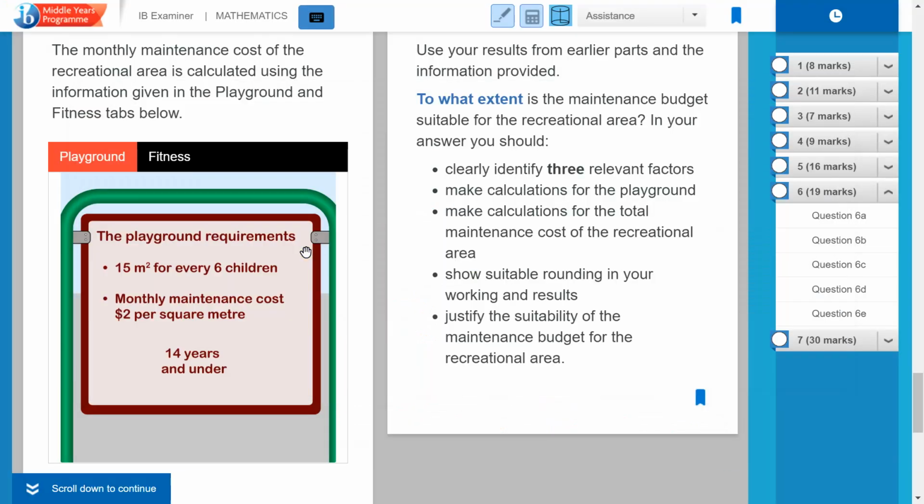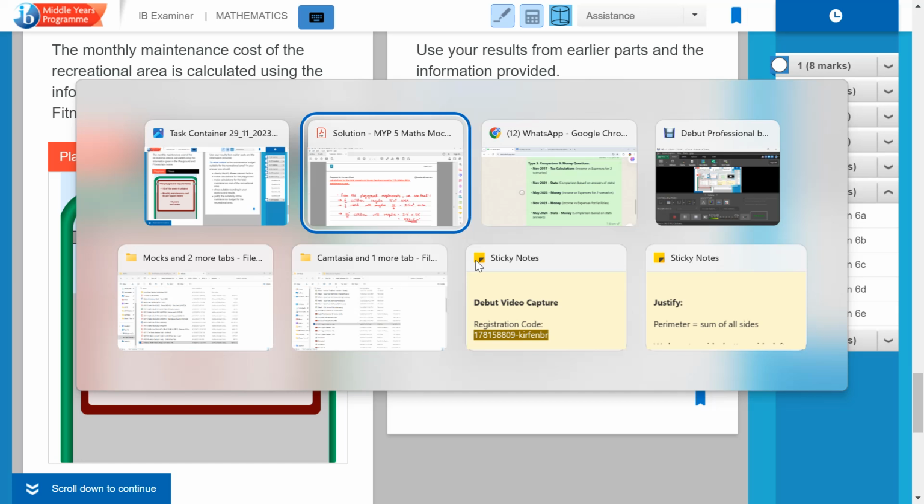Calculations. So make calculations for the playground, make calculations for the total maintenance cost of the recreational area, and like that the recreational area consists of a playground and a fitness center. So you want the calculations for the playground separately, you want the calculations for the fitness center separately, and then add the calculations for both, to have an overall picture.